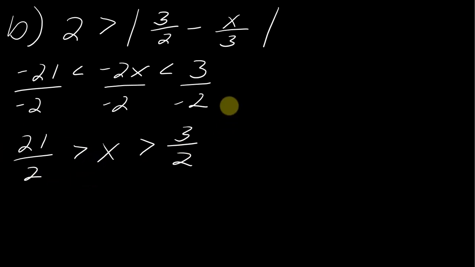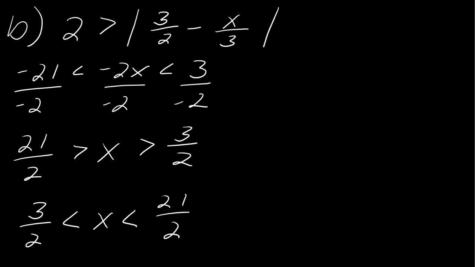And so this is kind of awkward actually, so I want to change the order here. I always like to have the smallest number first. So 3 over 2 is smaller than 21 over 2. So I'm going to do the same thing that I did earlier. I just want to have the 3 parts of this, and once again the inequalities just flip. So now I have x between 3/2 and 21 over 2.